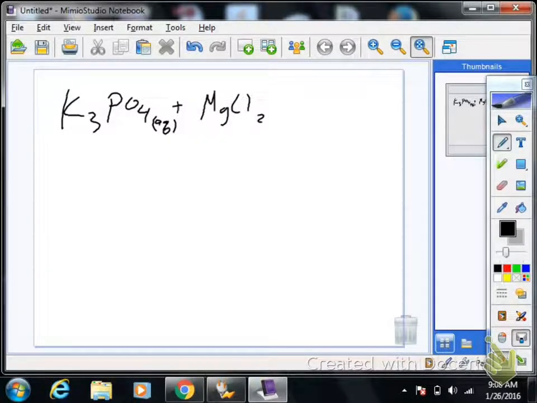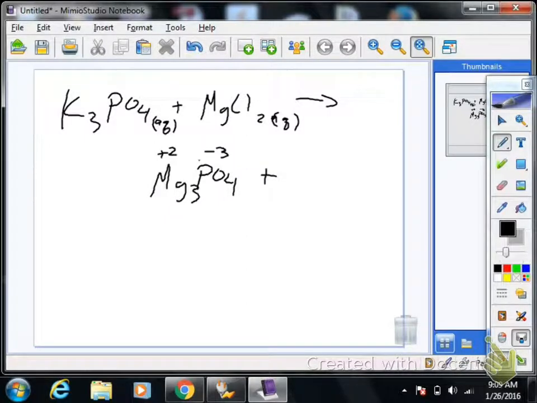MgCl2 aqueous. I'll probably run out of room here, but I'm just going to put an arrow and put it down below. Then we have a double switch, MgPO4. Okay, some of you are bringing the 3 with the K on the KCl. You know, you just write one of each. Then you look at the charges to see if they balance. Okay, so it'd be Mg3, and then PO4 2.